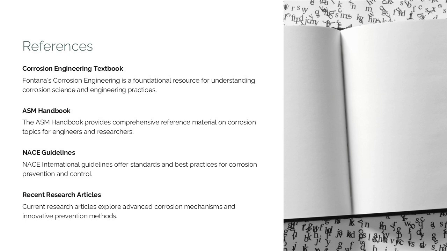References. Number 1, Fontana's Corrosion Engineering is a foundational resource for understanding corrosion science and engineering practices. Number 2, the ASM Handbook provides comprehensive reference material on corrosion topics for engineers and researchers. Number 3, NACE International Guidelines offer standards and best practices for corrosion prevention and control. Number 4, recent research articles on corrosion mechanisms and prevention.